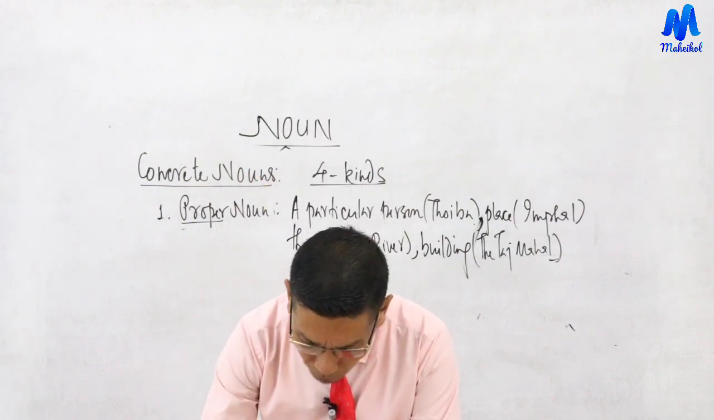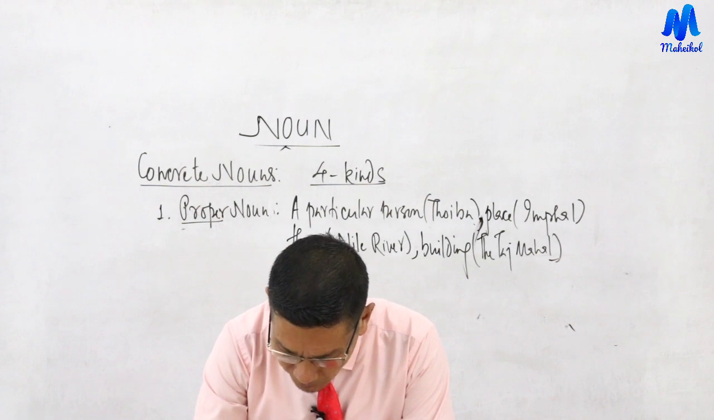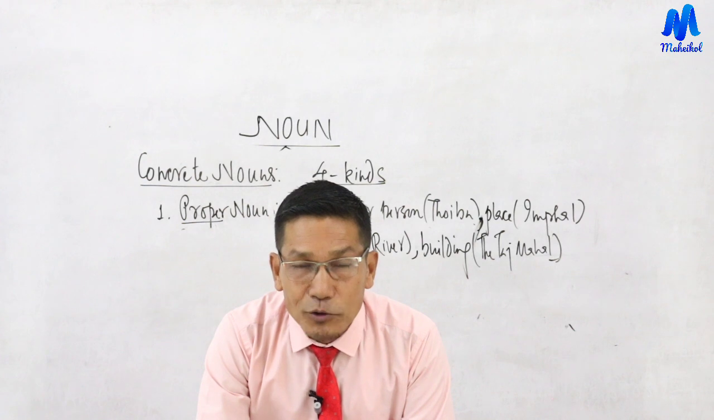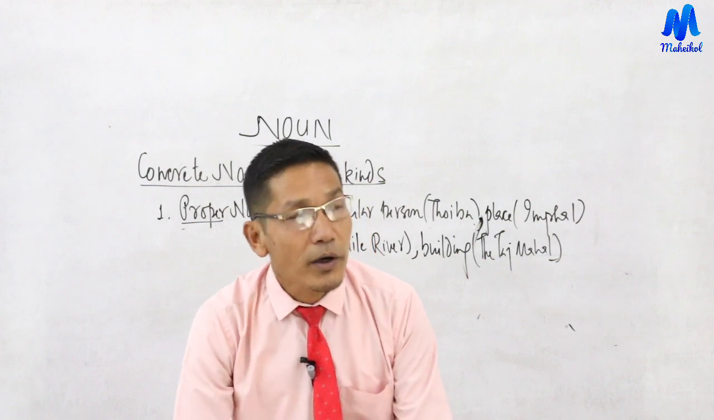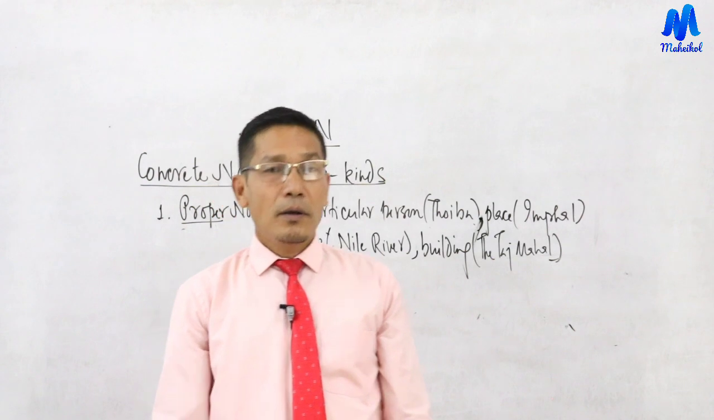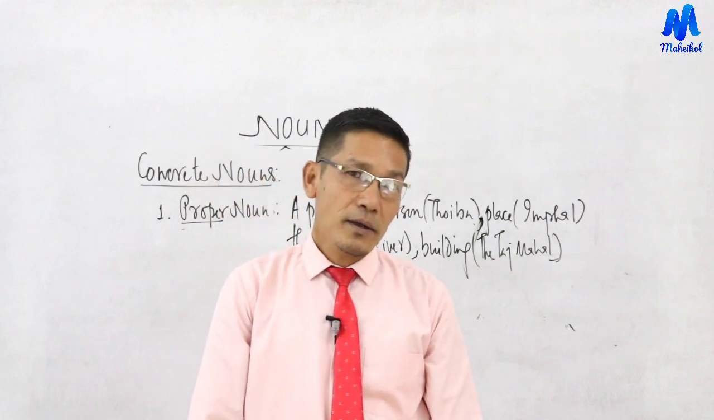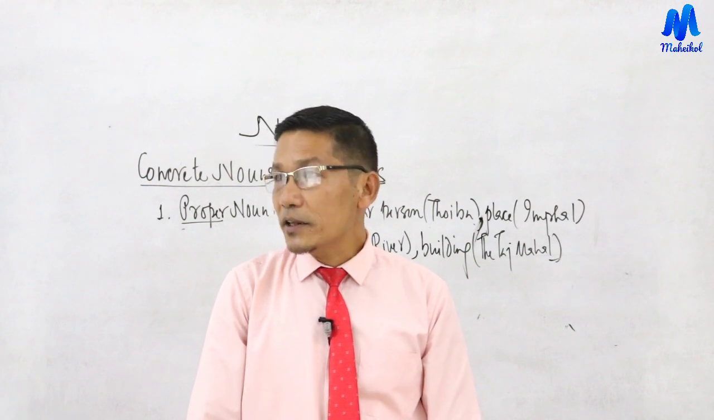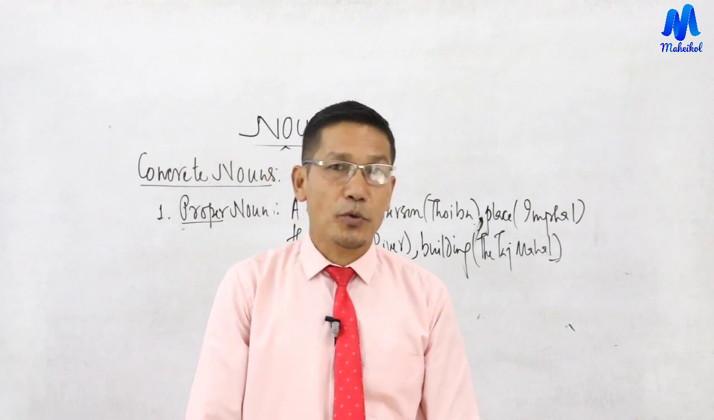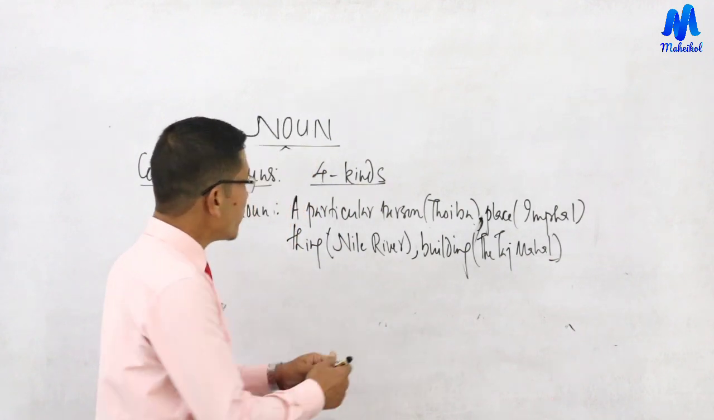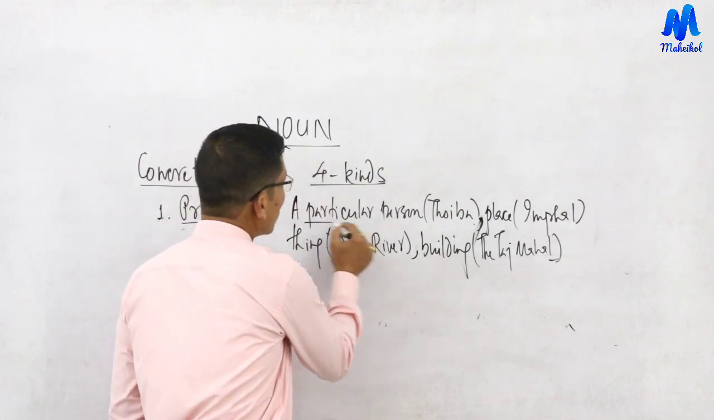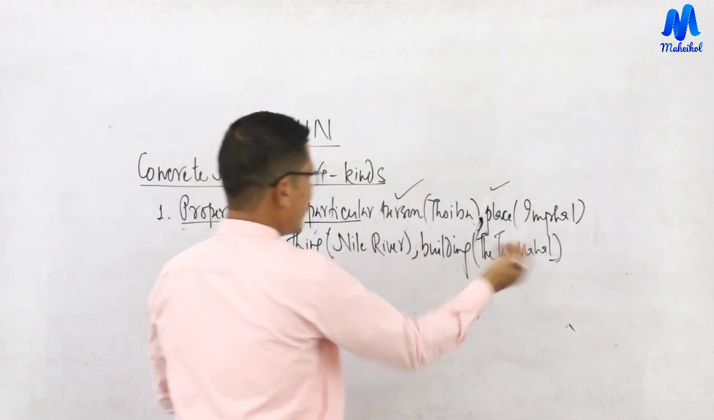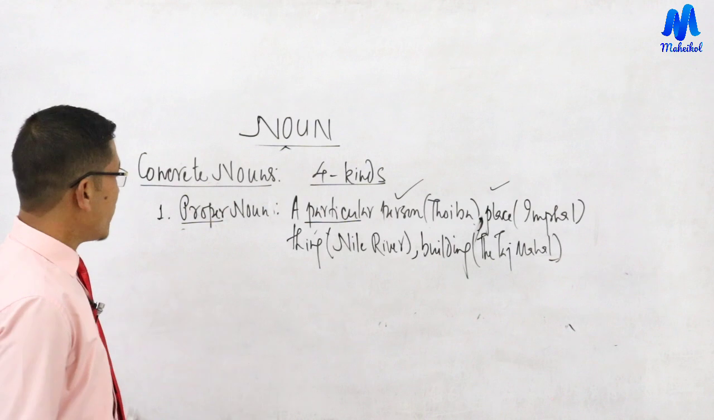So a proper noun is the name of a person, place or thing in order to single out that person, that thing or that place from its class. This is the word particular that can be person, place, thing, building and other things.